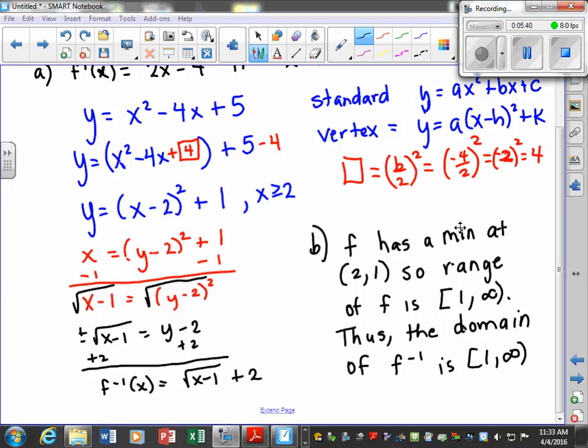And we're only looking at the right side of the graph because x is greater than or equal to 2. So the range of our original given function f is from 1 to infinity. It's the y value. Okay, thus by that theorem we have the domain of our f inverse is equal to 1 to infinity as well. Or you always have your graphing calculator. If it helps you to see visually, then you can look at that in that respect.